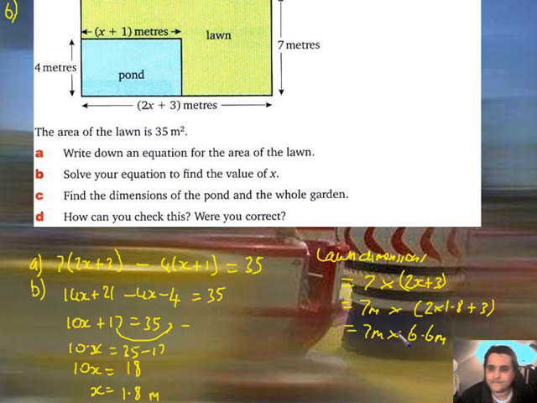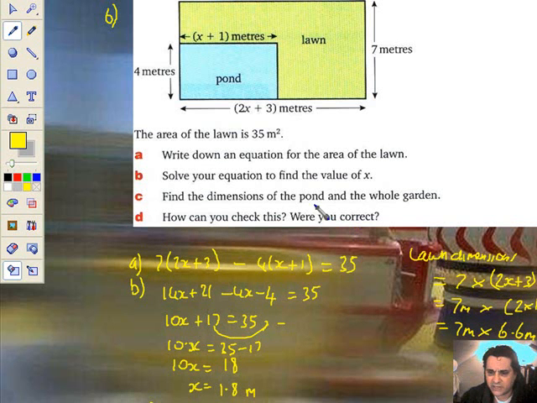So there you go. Check it again. 2 times 1.8, 3.6, 6.6, and that's it. I'm quite happy with that one. Yeah, that's it. What else? How can you check this? Were you correct? Oh, great. Alright then. If I'm correct, then I reckon 7 times 6.6 should give me 35. I don't think it does though, so let me just check it.